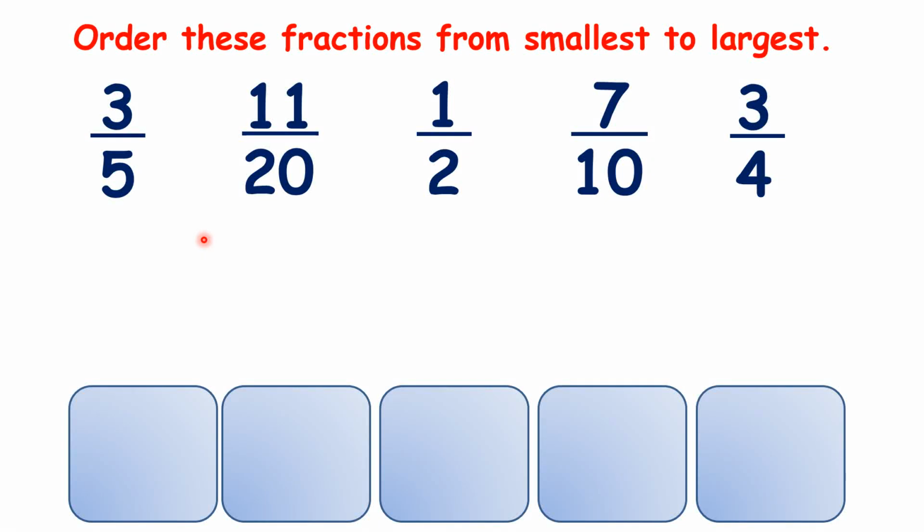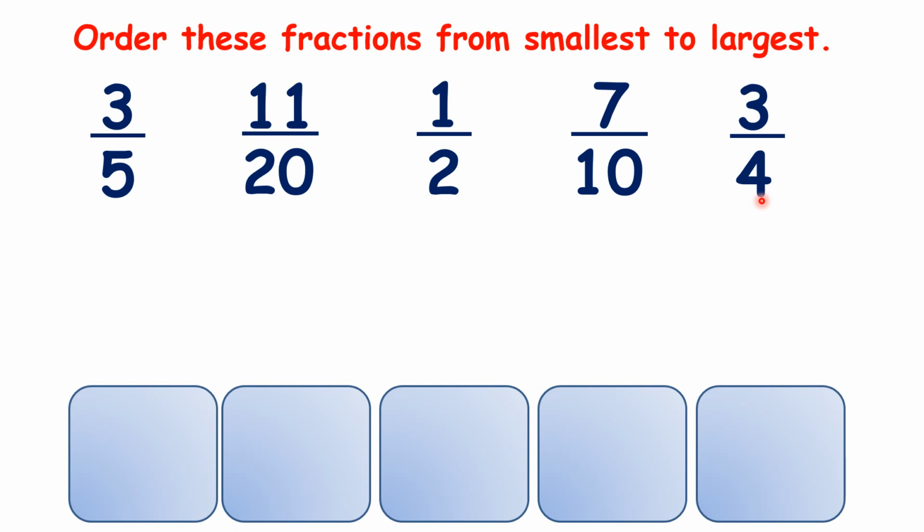So we need to order these fractions from smallest to largest, and we have 3/5, 11/20, 1/2, 7/10, and 3/4. To be able to compare fractions, we need to find equivalent fractions with the same denominator. So we need a common multiple of 5, 20, 2, 10, and 4.